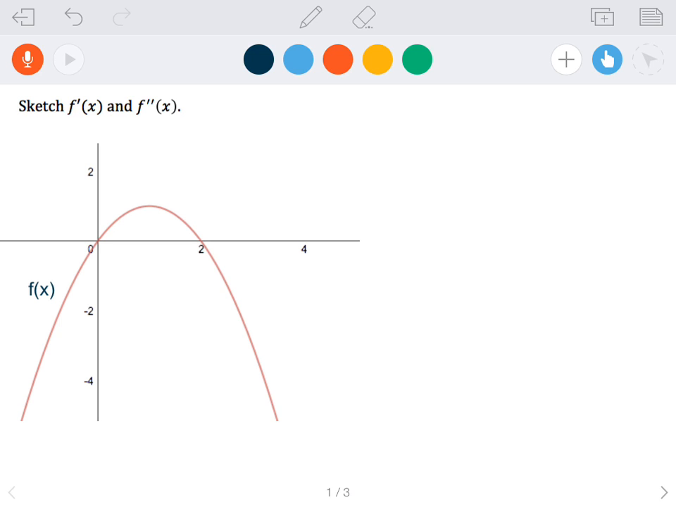We're given a graph of f of x and asked to sketch f prime of x and f double prime of x, but we're not told what the function is. So it's not like I can find its derivative by hand and then graph that function. So what I'm looking for on this graph are features that I can use to help myself sketch the derivative.